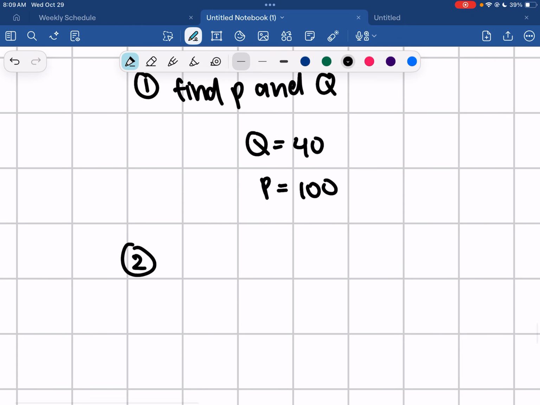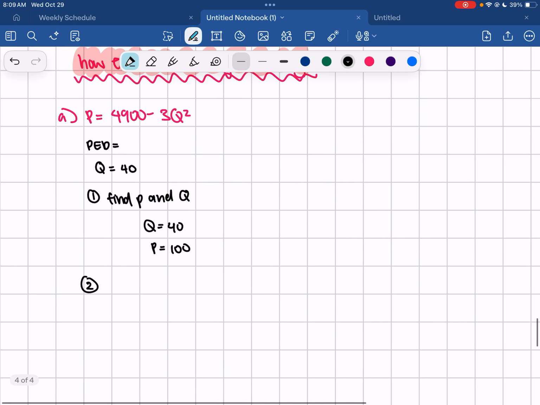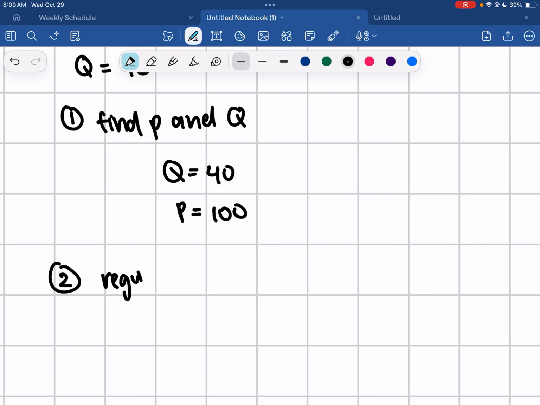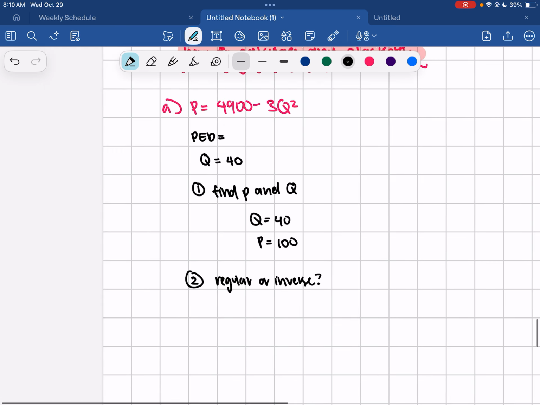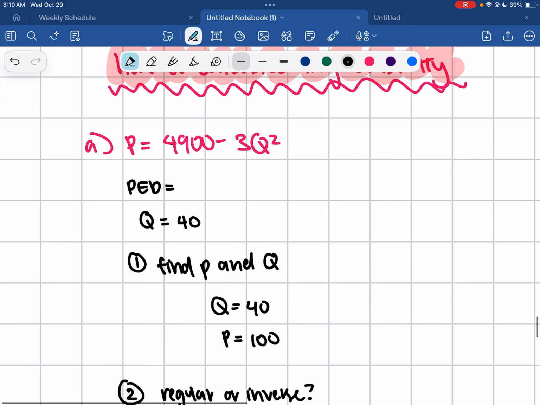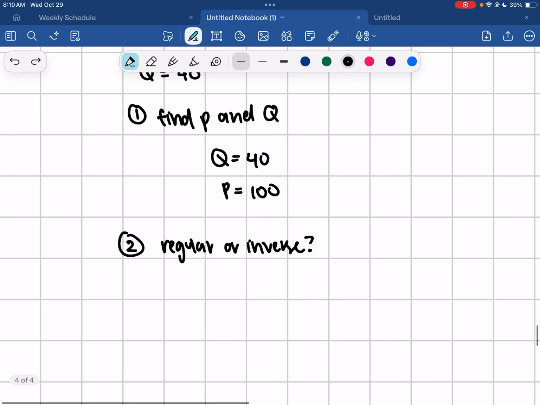Second step is to find out what kind of formula this is. Is this the inverse? Is it regular? Let's take a look. Regular or inverse? Alright, and we know it's the inverse here because the regular formula is when Q equals P with all the numbers. So Q is typically on its own, but we can tell that P is on its own and Q is with all of these other numbers today. So we have the inverse.